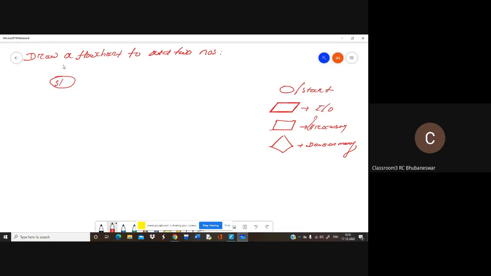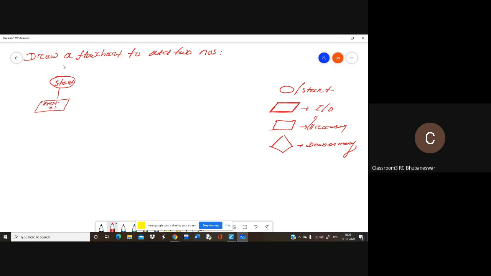Start over. Clear? The flowchart is just a pictorial representation of an algorithm, nothing else. Then input two numbers. What is the symbol for input? Parallelogram. We must use a parallelogram. Very simple.